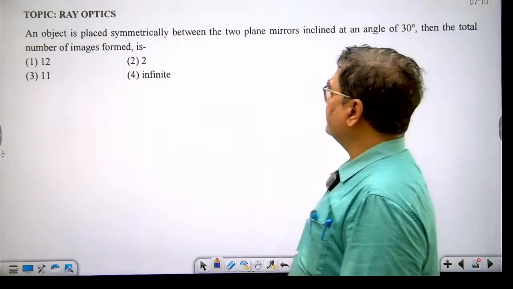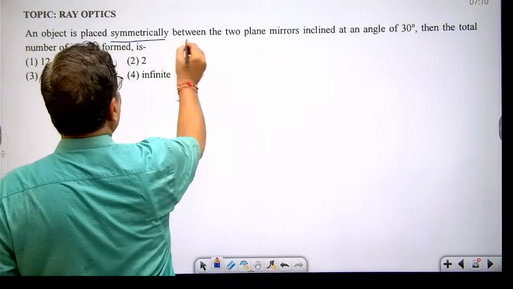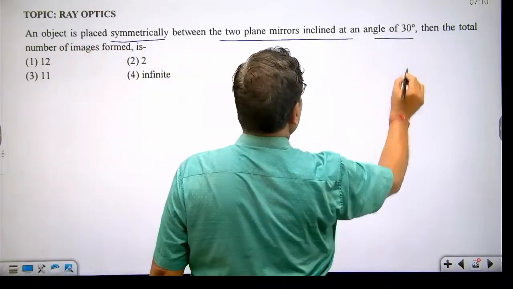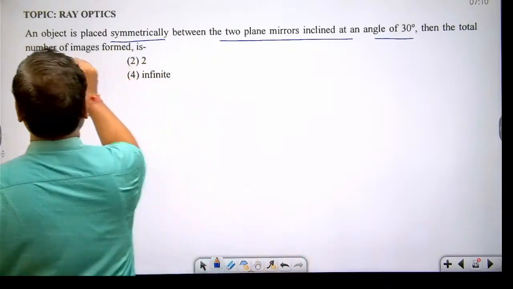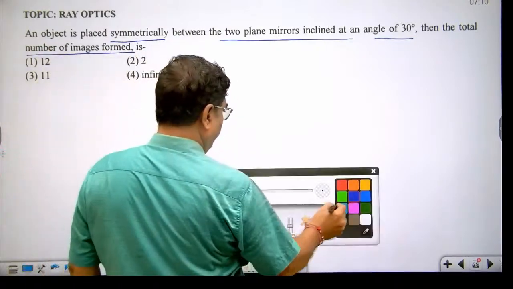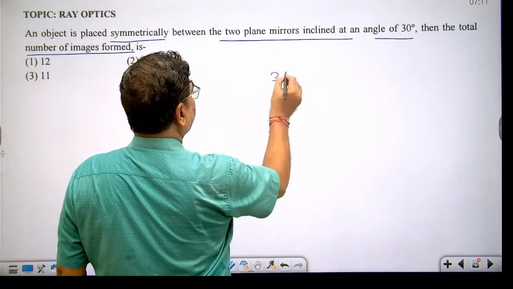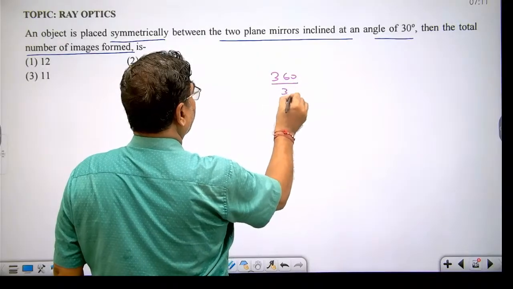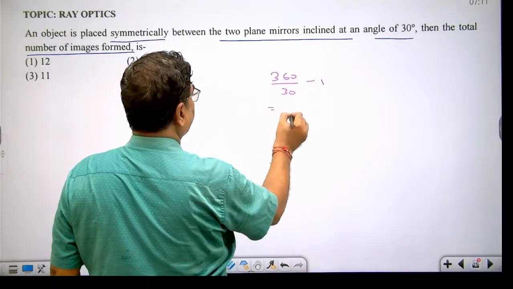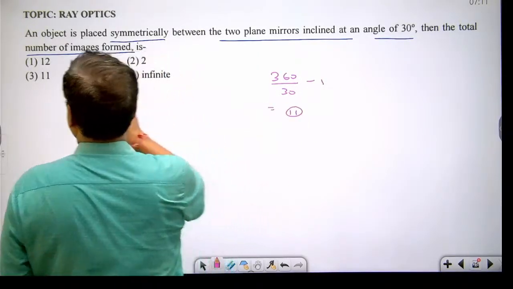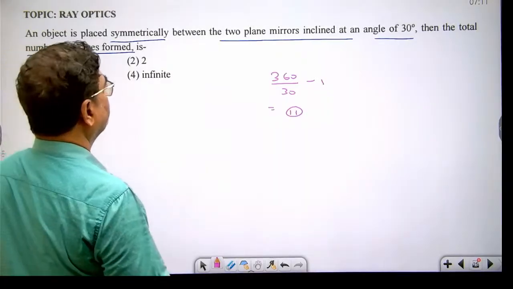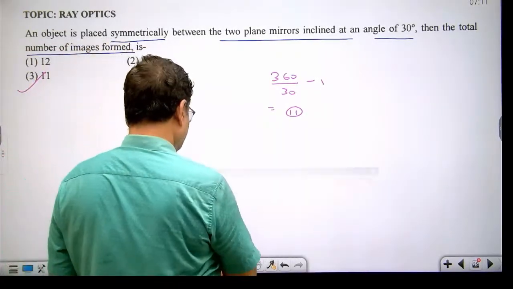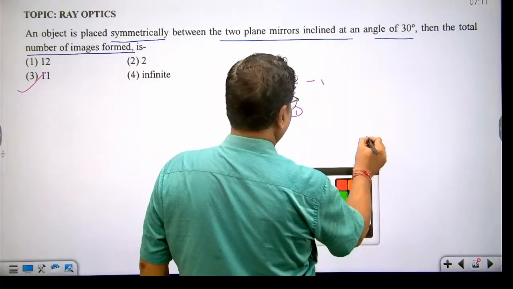An object is placed symmetrically between two plane mirrors inclined at 30 degrees. Then the total number of images formed? When the angle is 30 degrees, the number of images formed will be equal to 360 upon 30 minus 1, that is equal to 11. So out of 4 choices, the correct answer is option 3.